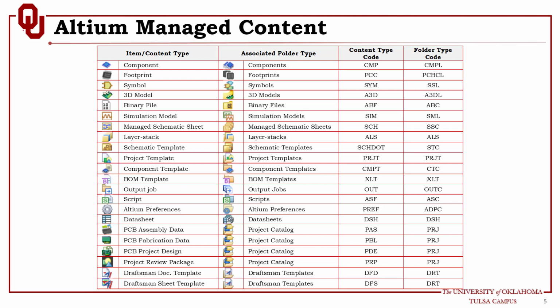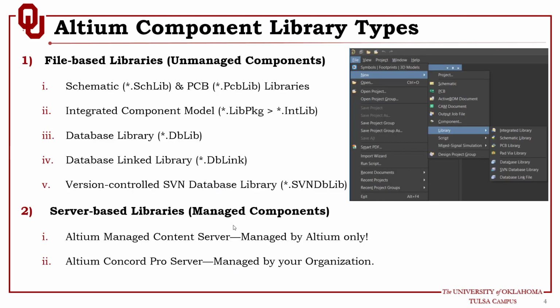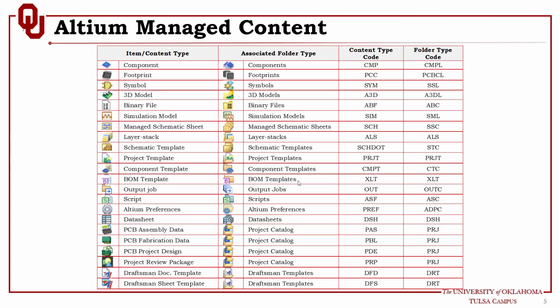Now when we talk about managed components or server-based libraries, Altium basically has more than 22 different types of items. So when you talk about a component, this is defined as an item in Altium Designer. A footprint is an item or a model. A symbol, or every one of these, is a model.